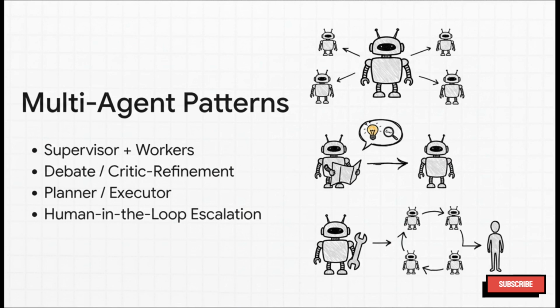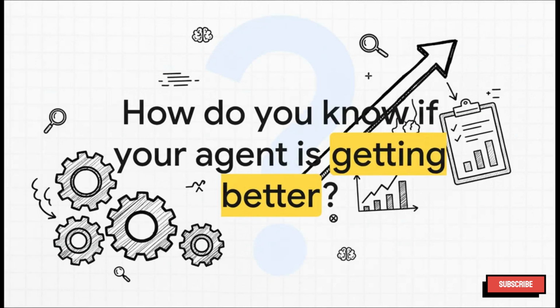And the ways these teams can work together are just fascinating. You can set up a supervisor agent that's like a project manager, handing out tasks to its worker agents. You could have them debate. One agent comes up with an idea, and another one's entire job is to poke holes in it to make it better. You can even build in a panic button, an escalation path, so if the team gets stuck, they know to call for a human to help out. Pretty cool, right? But with all this complexity comes a new, massive challenge.